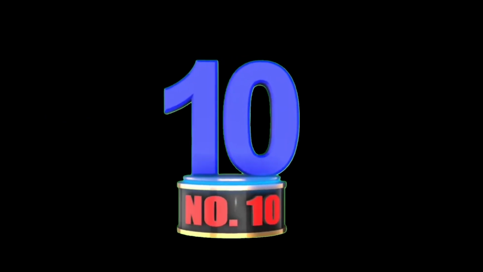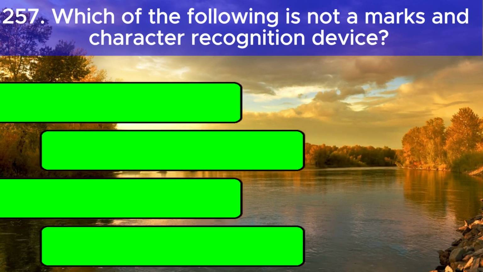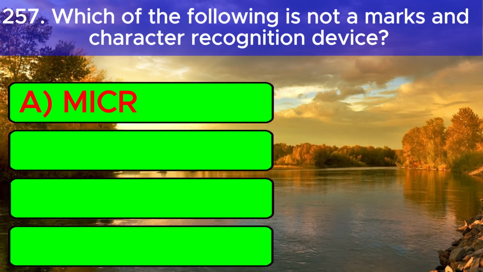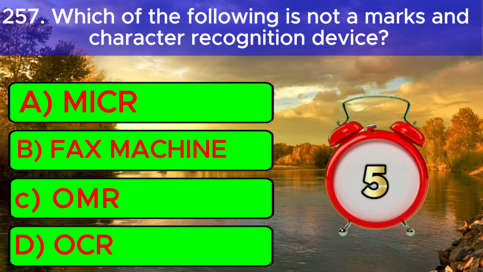Question number 10. Which of the following is not a marks and character recognition device? A. MICR. B. Fax machine. C. OMR. D. OCR.